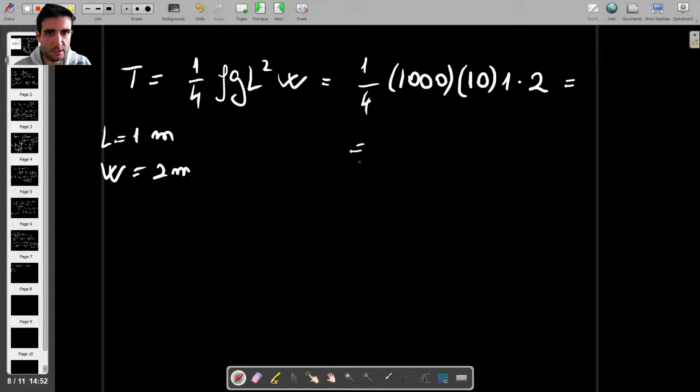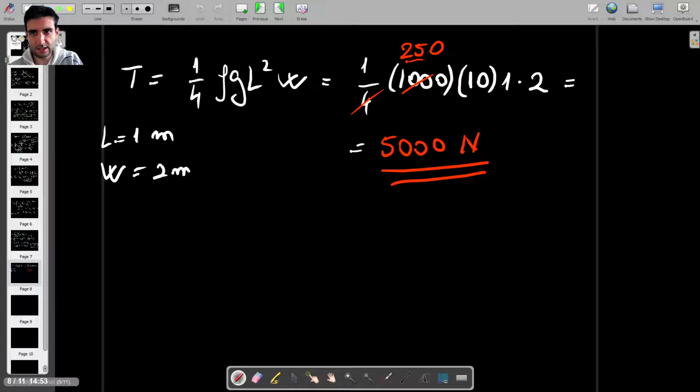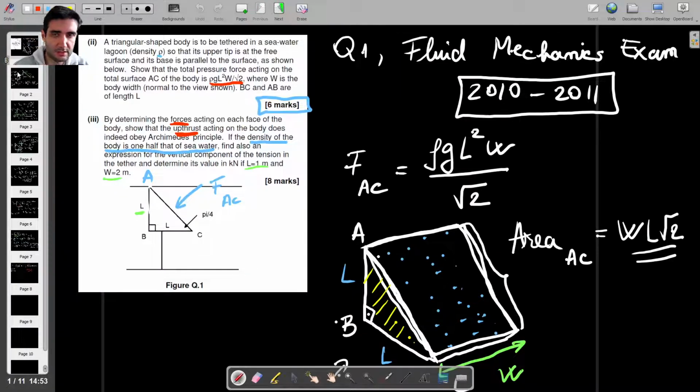So this is going to be equal to what? So we can cancel out a couple of things. So the 4 and the 1,000 cancel out, and this is just 250. So it's 250 times 10, which is 2,500, times 2, 5,000 newtons. And that is the tension, or the vertical component of the tension, in that tether. Okay? And those are 8 marks. So it's slightly more work than what we did for the first part, but it's relatively straightforward.